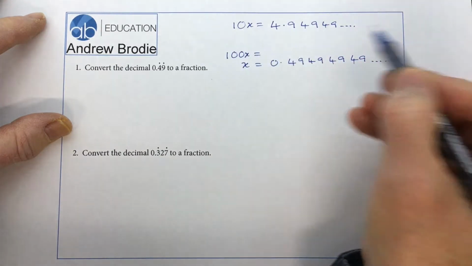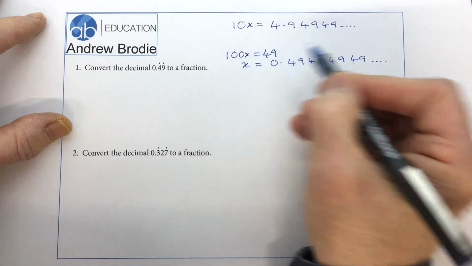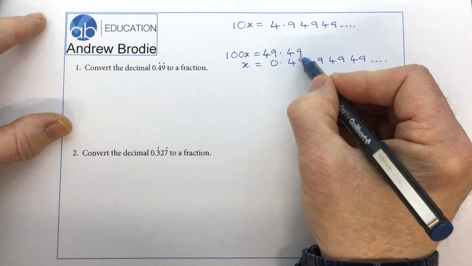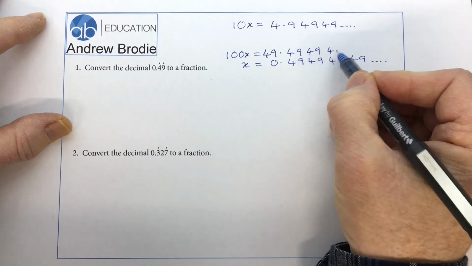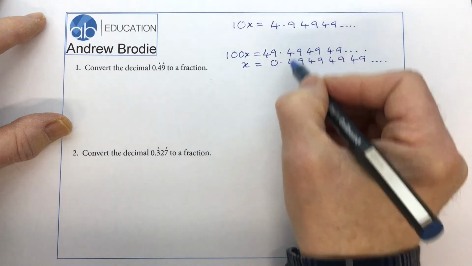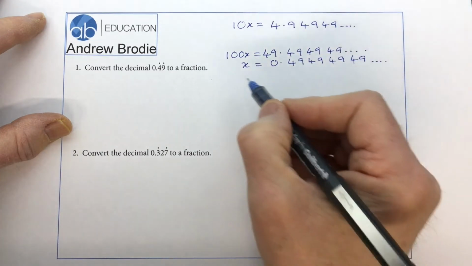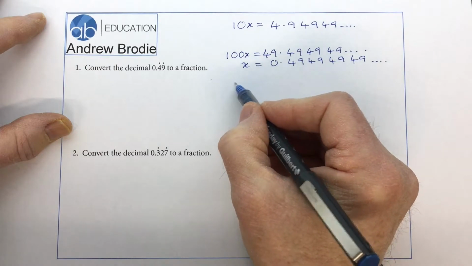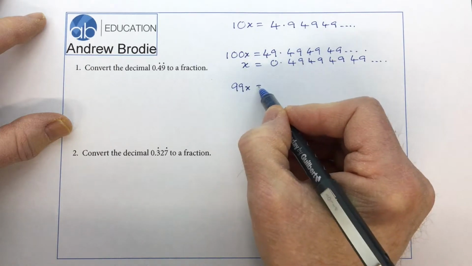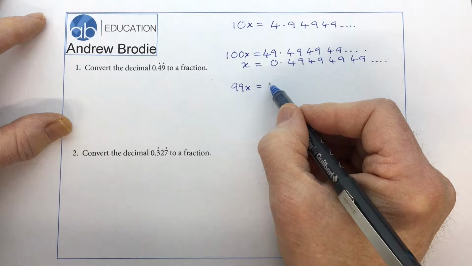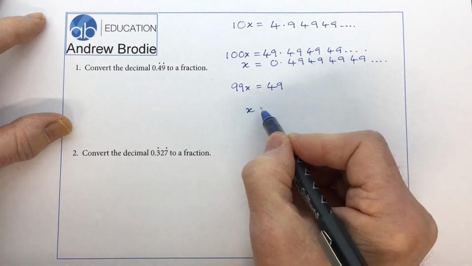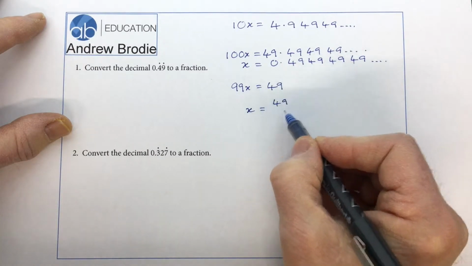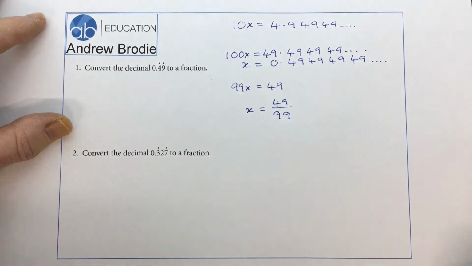So 100 times x is equal to 49.494949 and so on. And you can see that the numbers are nicely lined up so that when we subtract, on the left we're going to have 99x, and on the right we're going to have 49. So x will be equal to 49 over 99, and that's the job done.